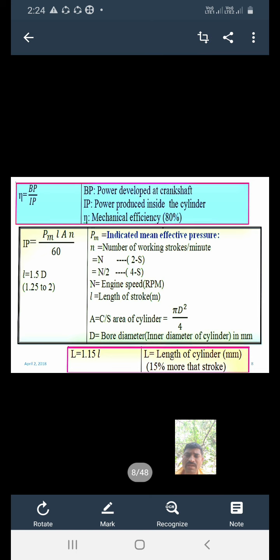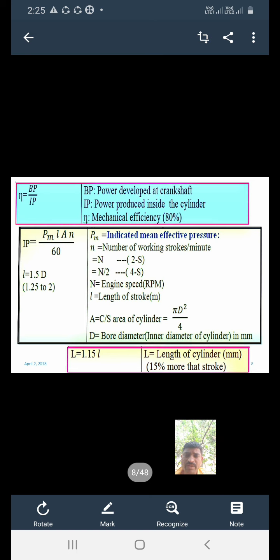Then L is the length of the piston stroke, or length of the stroke. This is given in meter. A is the cross sectional area of the cylinder. This is given in meter square, pi D square by 4. This is the area. And D is the bore diameter, or we can say the cylinder bore. This is given in meter, or we can say the inner diameter of the cylinder. Remember the meaning of each and every notation. N is the number of working strokes per minute.